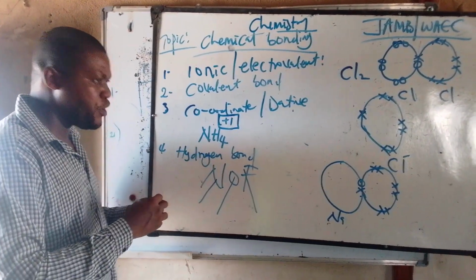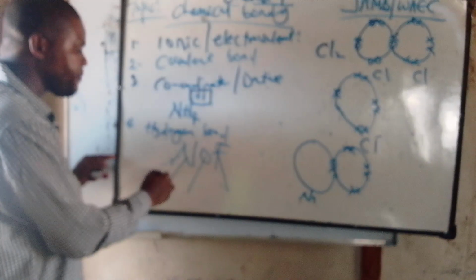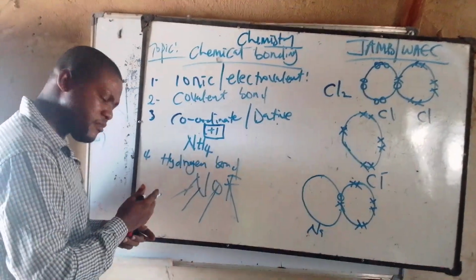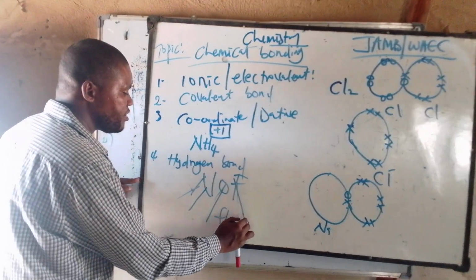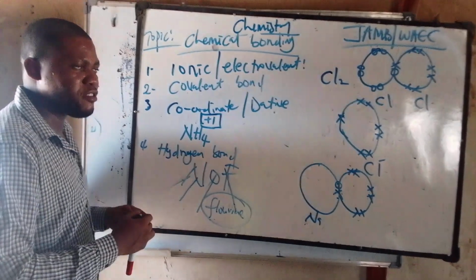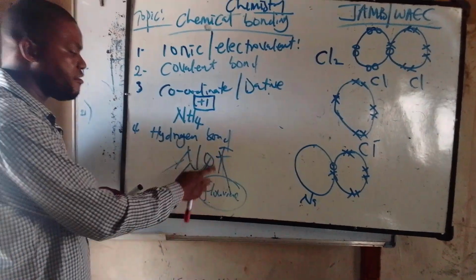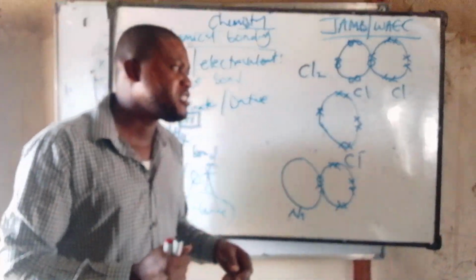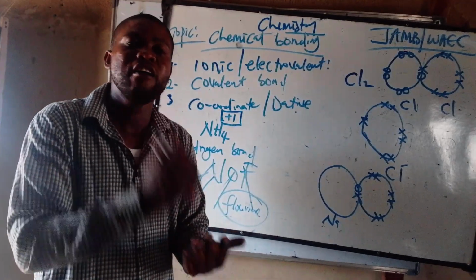If you are asked in your exam which of the following contains hydrogen bond, if you see hydrogen combining with N, with O, with F, it is strongest at fluorine. When hydrogen combines with fluorine, that particular compound contains a strong hydrogen bond. So O, N, and F: any compound where hydrogen combines with these three elements means there's a hydrogen bond in that compound.